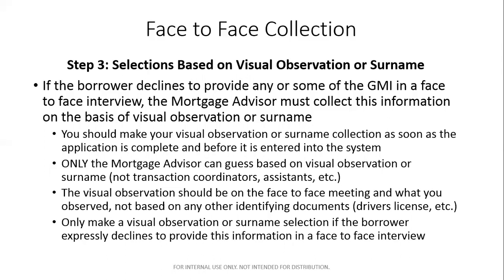This is significant here. Only the mortgage advisor can guess based on the visual observation or surname. So we can't have our loan officer assistant, transaction coordinators, our processors making this. Only the mortgage advisor can guess based on this visual information. The visual observation should be on the face-to-face meeting in what you observe, not based on any other identifying documents. So we're not considering face-to-face by just using the driver's license. So we have to take this based on an actual face-to-face meeting.